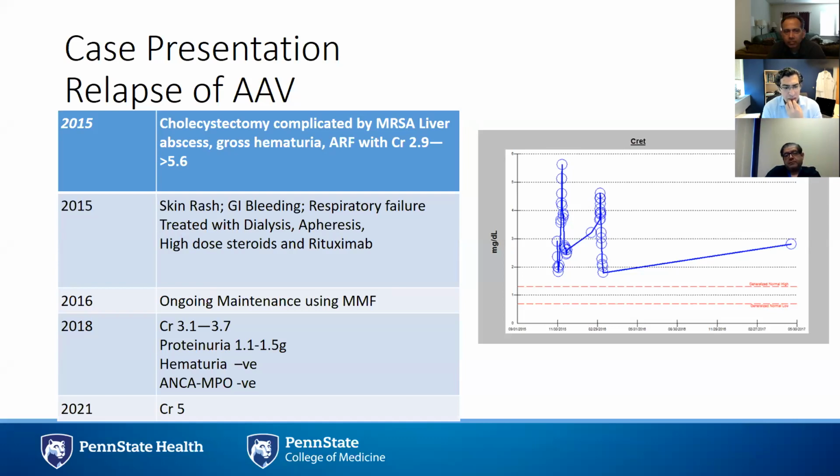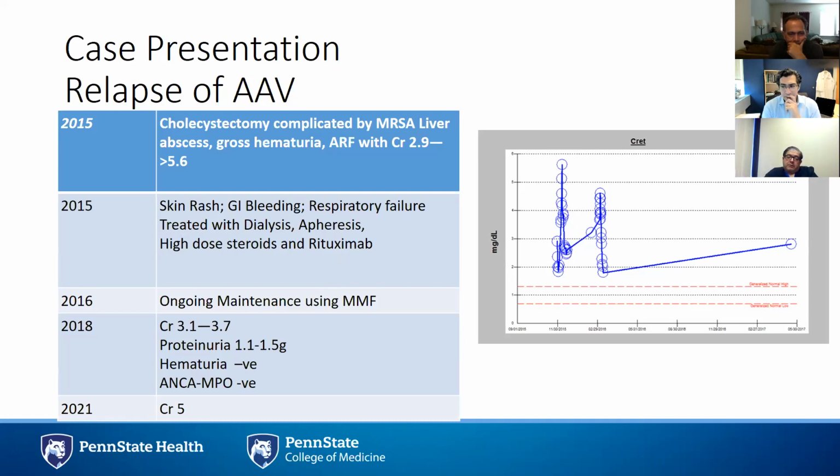So a couple of years later, creatinine has now stabilized between 3.1 and 3.7, proteinuria 1.1 to 1.5 grams, no hematuria, and his ANCA MPO remained negative. More recently, his creatinine has gone up to the high 4s and 5s. He's still not on dialysis, and he still remains on MMF. And I think our decision is to keep him off dialysis as long as possible.